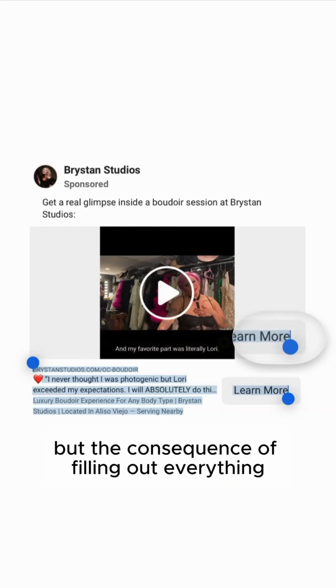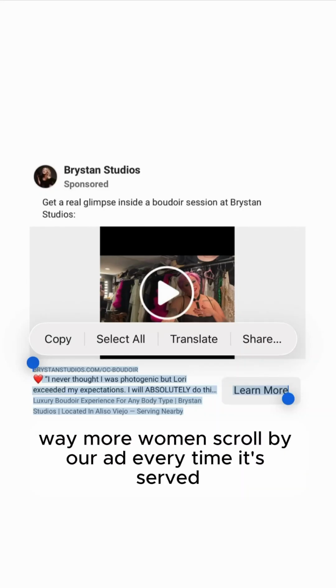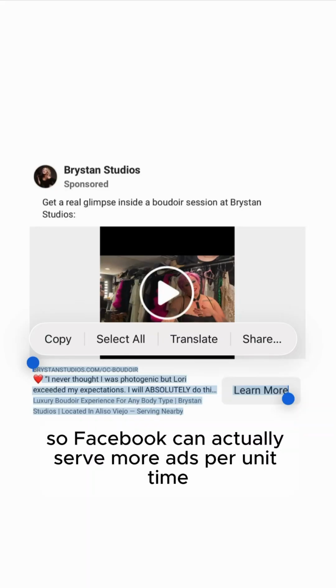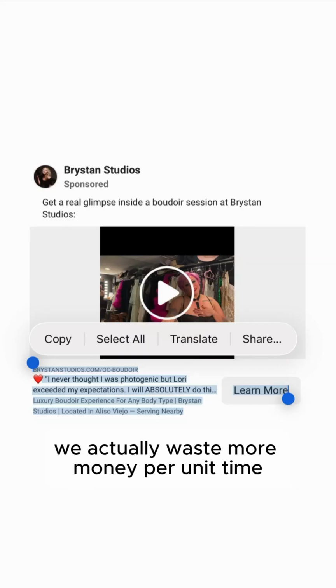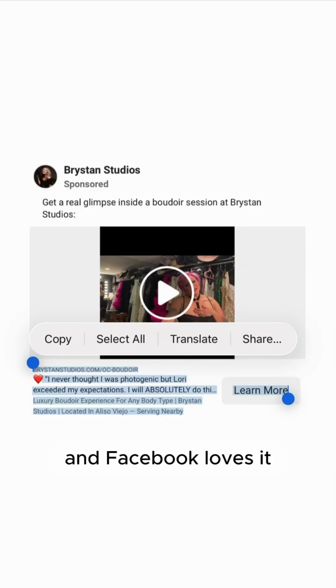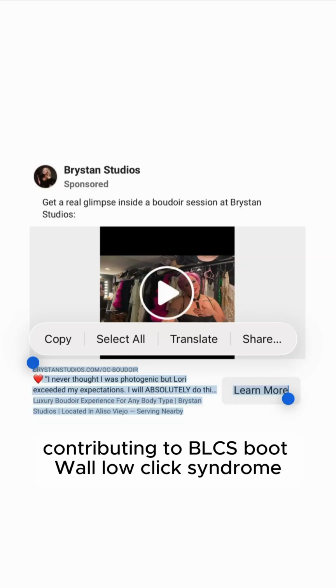But the consequence of filling out everything Facebook recommends is way more women scroll by our ad every time it's served unnecessarily. So Facebook can actually serve more ads per unit time. They make more money. We earn less money. We actually waste more money per unit time by making this below creative cluster mistake. And Facebook loves it. So this drags our unique CTR under 6%, contributing to BLCS, Boudoir low-click syndrome.